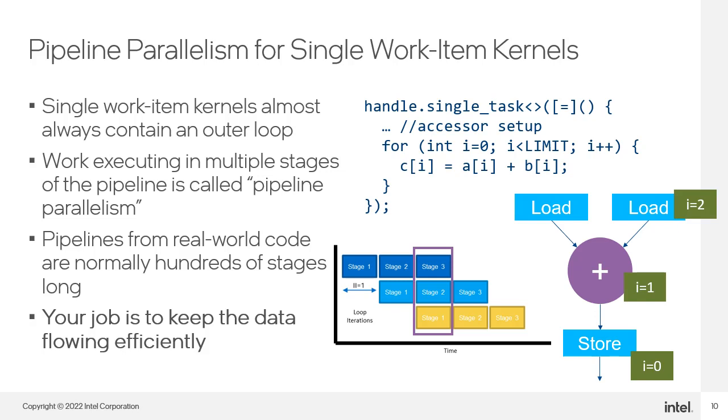In a pipeline with multiple stages, after initial latency, you have data sitting at all the stages of the pipeline. Work executing in multiple stages of the pipeline is called pipeline parallelism. You do not need to do anything to achieve pipeline parallelism. You can, however, ensure that data flow is efficient, such that data can sit at every stage. The optimization reports can be used to evaluate how to achieve better data flow.